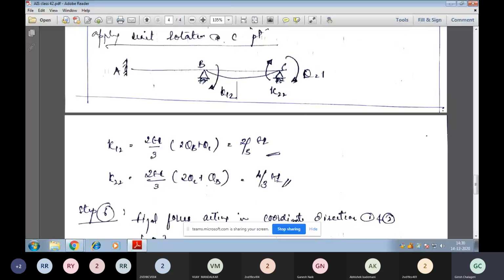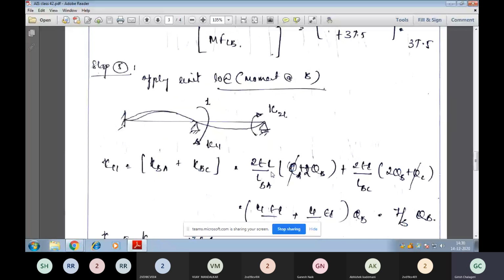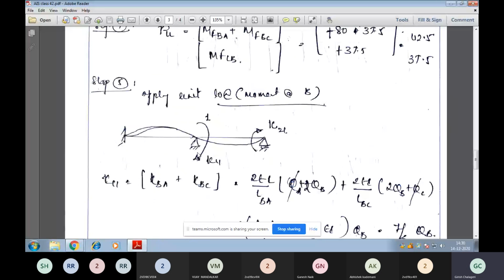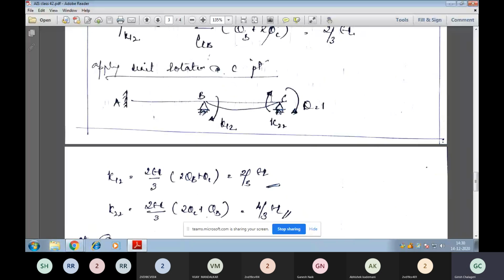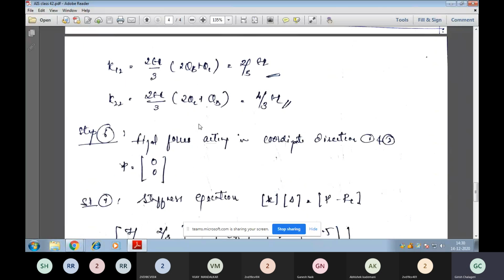This is how we get the rotations applied. Here also we can simply see that a unit rotation applied at joint B makes both members rotate, BA and BC, which is why we have taken 2 members. Here also it is the same. At B we get 2 members, BA plus BC, but due to the unit load applied at joint C, we get rotation only in member BC, not in BA. So this is how we have got the K values.